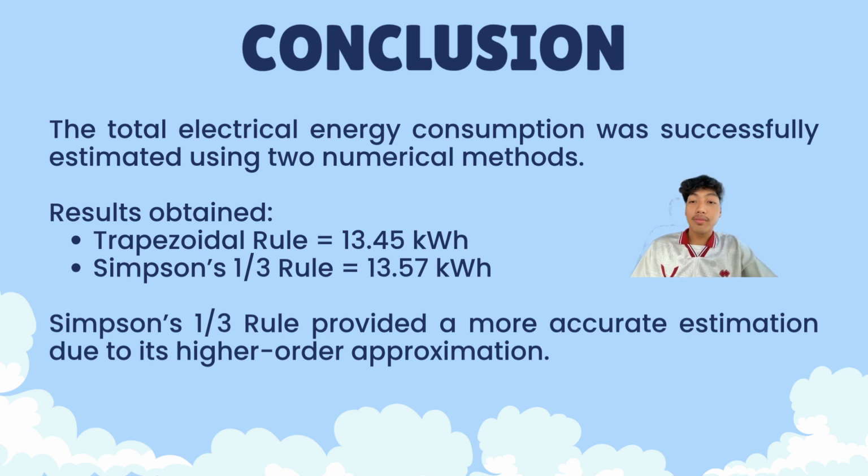For the conclusion, the total electrical energy consumption was successfully estimated using two numerical methods. The first method is the trapezoidal rule. The second method is Simpson's one-third rule. For the trapezoidal rule, the result we obtained is 13.45 kilowatt hours. For Simpson's one-third rule, the result we obtained is 13.57 kilowatt hours. Simpson's one-third rule provided a more accurate estimation due to its higher order approximation.